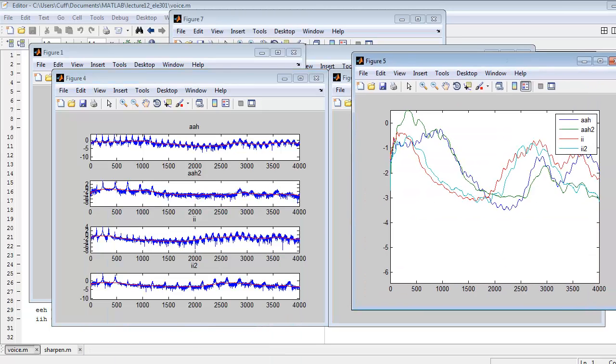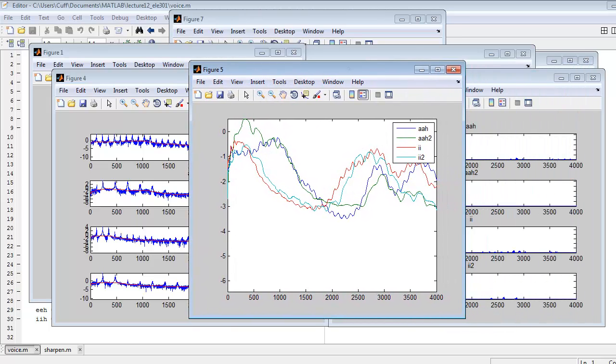Okay, and I changed their color. So here are my 4 throat mouth impulse responses that I've pulled out of those recordings. Now I've color coded them here. 2 of them are from the ah sound. Remember, ah 2 is a higher pitched ah.